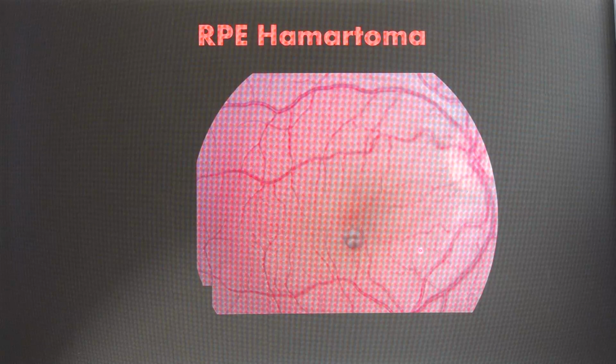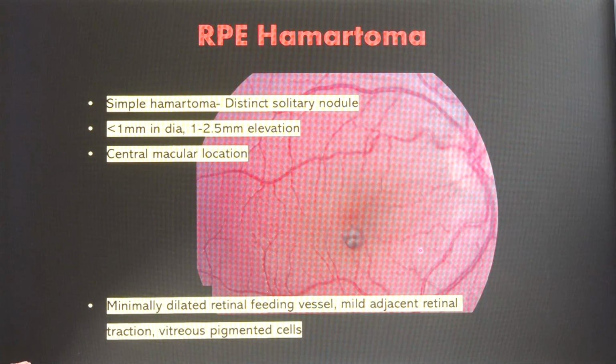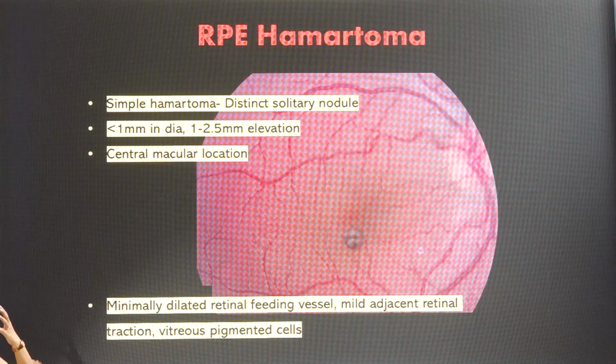A small note regarding RPE hamartoma. So again, another incidental finding. You just might find them while routinely examining a fundus. These are distinct solitary nodules, can be less than 1 millimeter to 1 to 2 millimeters in diameter, and 1 to 2.5 millimeters of elevation can also be there. So just because something has an elevation or a 3D configuration does not mean it has to be worrisome. These hamartomas can also have significant thickness.